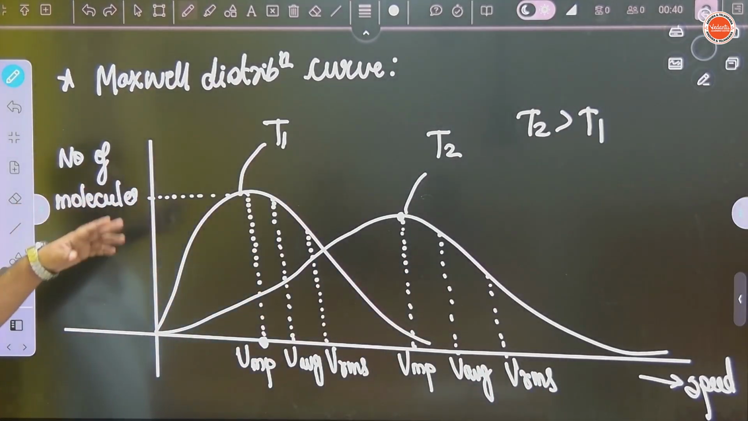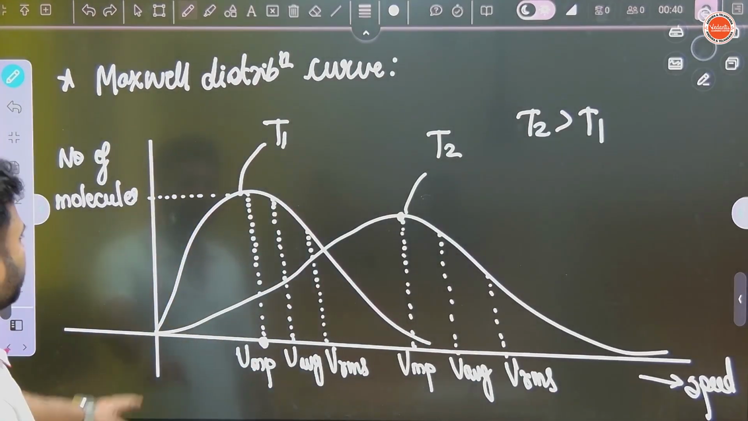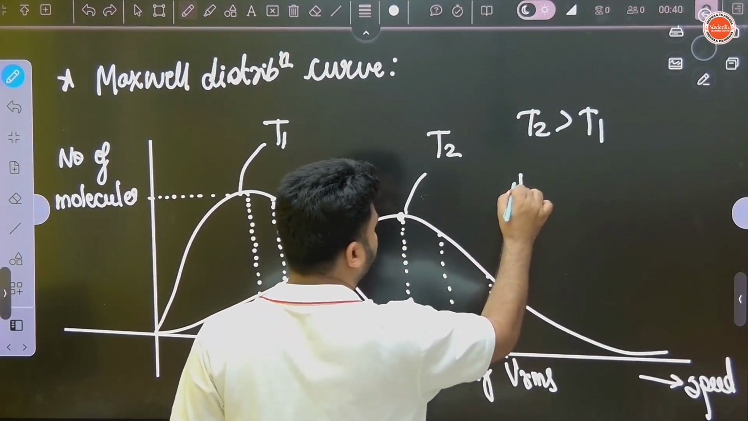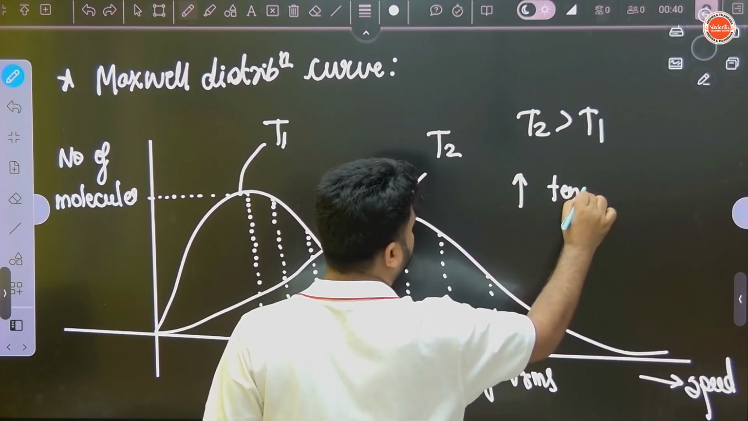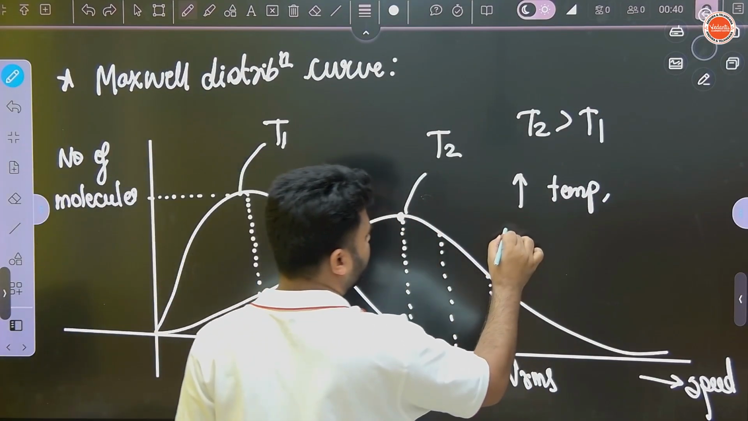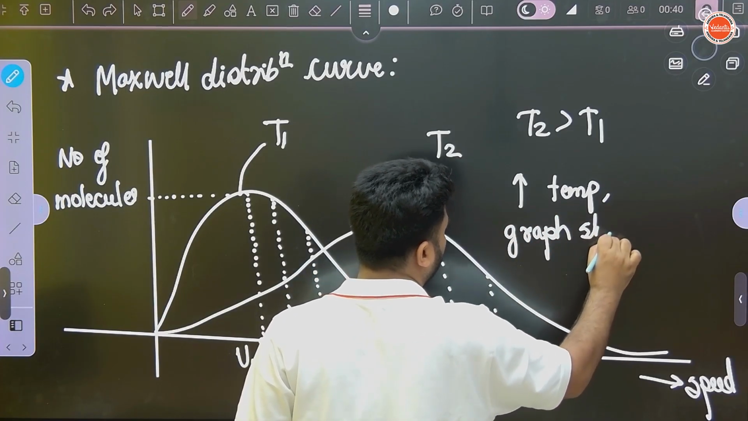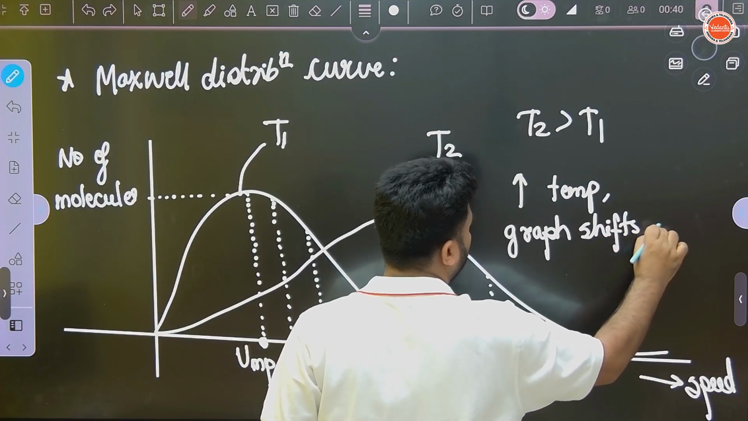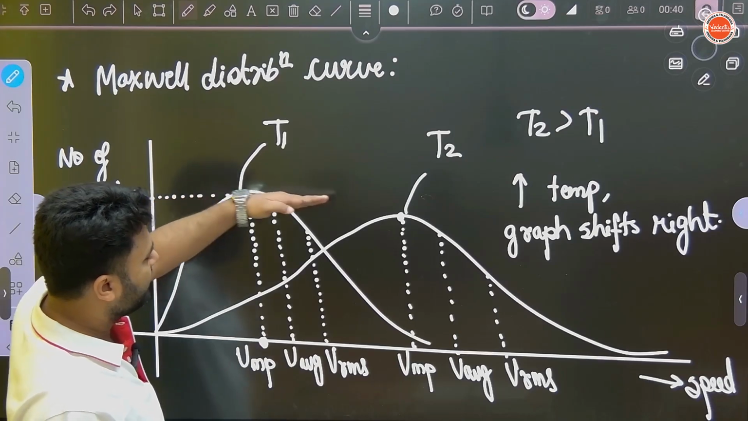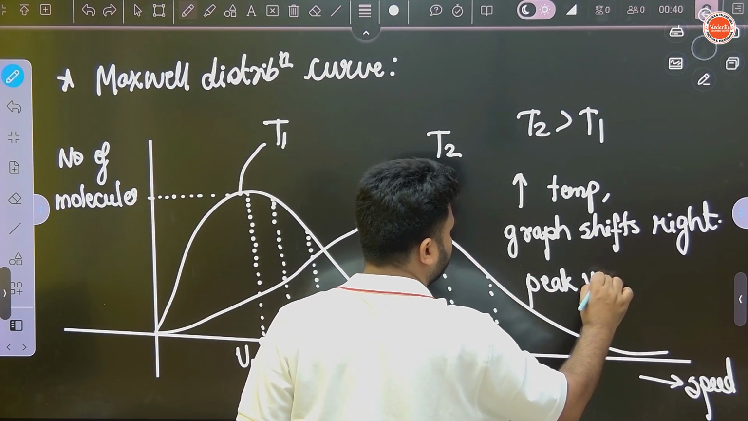So this is the Maxwell distribution curve. Always remember, if you increase the temperature, the graph shifts right. See, it has shifted right. However, the peak value decreases. The peak value here was high, here it is low. Peak value decreases.